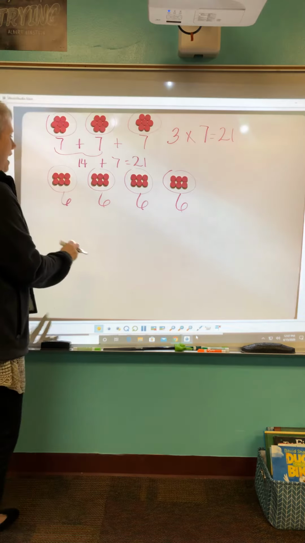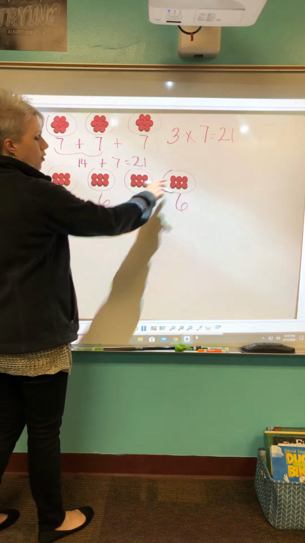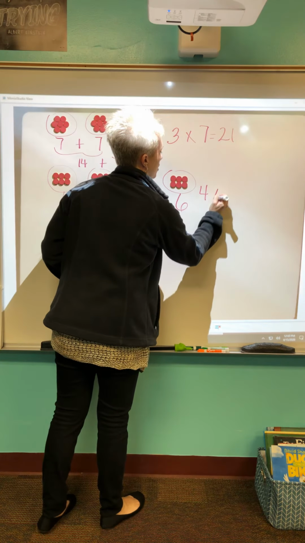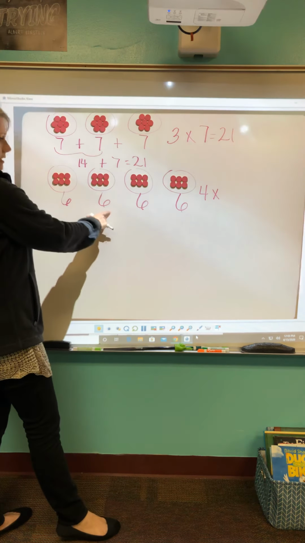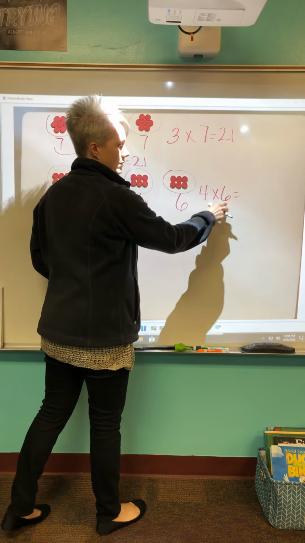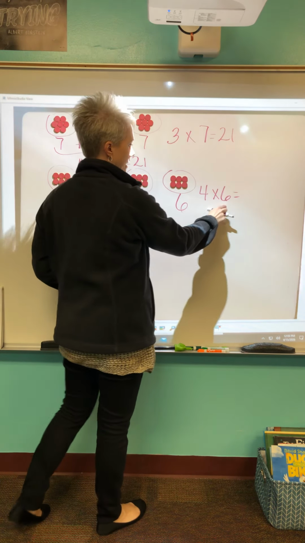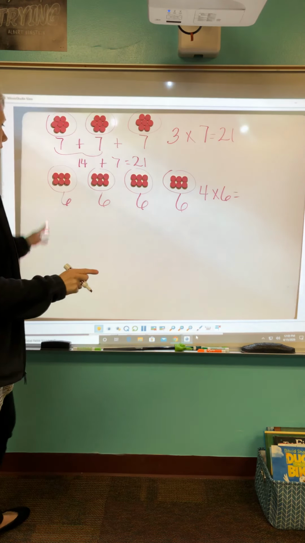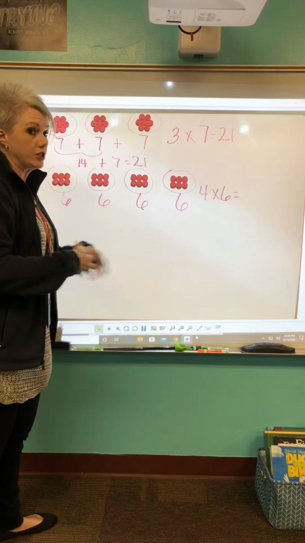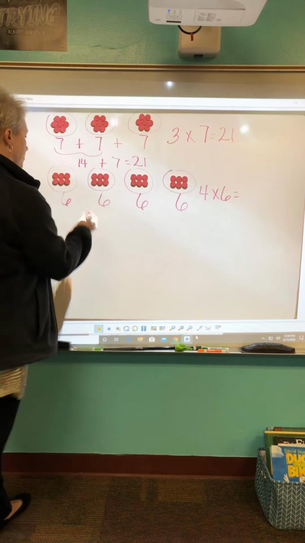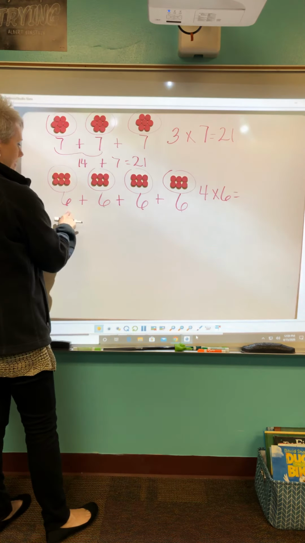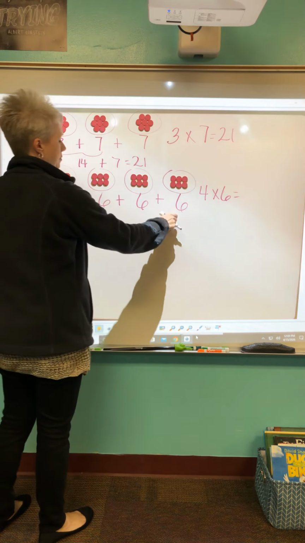All right, I have 4 groups. 4 is my first number. 4 groups of, how many is in each group? 6. 4 times 6. 4 groups of 6 equals, now remember, I'm just going to keep adding. Multiplication is repeated addition. So I put a plus because I'm going to add 6 plus 6 plus 6 plus 6.